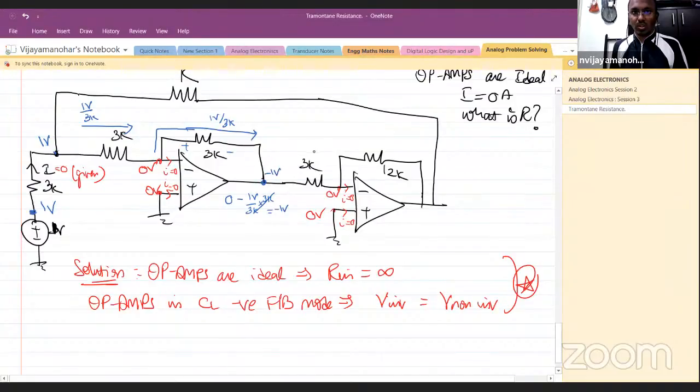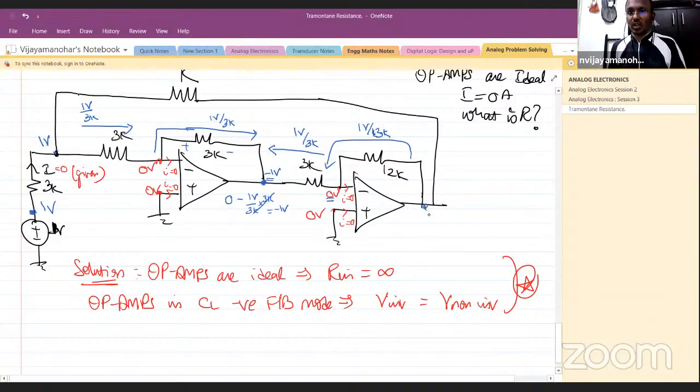This is 0 volt. This is 3K. So the current will flow like this. Just Ohm's law. See, I'm just going to manipulate Ohm's law and Kirchhoff's current law. That's it. This is 0 volt. This is minus 1 volt. So effectively 1 volt by 3K will be the current that is flowing out. Now this current cannot come from the input terminal. So it will come from the feedback resistance like this. So this current is 1 volt divided by 3K.